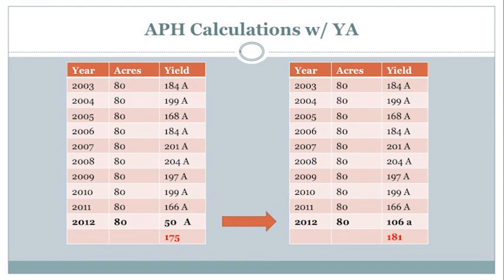Now, you go and you have yield adjustment on your policy. Now they're going to plug in 106 with that lowercase a, and now you see a 6 bushel difference with versus without that yield adjustment. So you want to make sure that's on your policy.